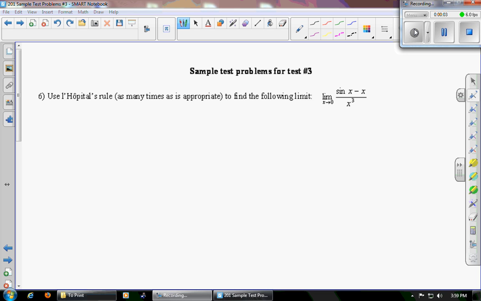This is problem number 6 on the sample test problems for test number 3. Use L'Hopital's rule as many times as is appropriate to find the following limit. Limit as x goes to 0 of sine x minus x over x cubed.